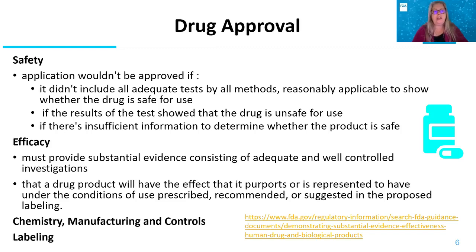So when it comes to safety, the Code of Federal Regulations discusses the factors that would cause the FDA to refuse an application based on safety. The safety standard explains that an application would not be approved if it did not include all the adequate tests by methods reasonably applicable to show whether the drug is safe for use, if the results of the tests show the drug is unsafe for use, or if there's insufficient information to determine the product's safety. So the safety standard is a little bit more general, which is why we closely review all of the safety data that is provided to us to make our safety determinations.